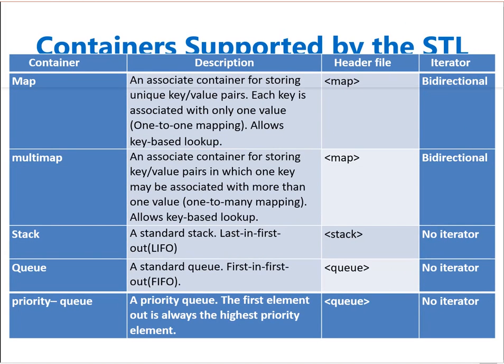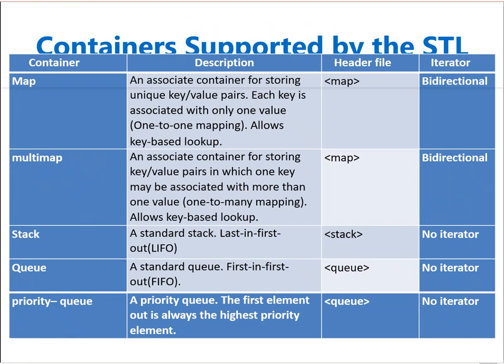Map, again, is an associative container for storing unique values or value pairs. Each key is associated with only one value. One-to-one mapping, again, duplication of key and value is not allowed. It is used for very fast key-based lookup. All functionality of map and multimap is defined in the map.h header file, and we use the bidirectional iterator for data manipulation. The only difference between multimap and map is in the functionality. Duplication is allowed in a multimap.